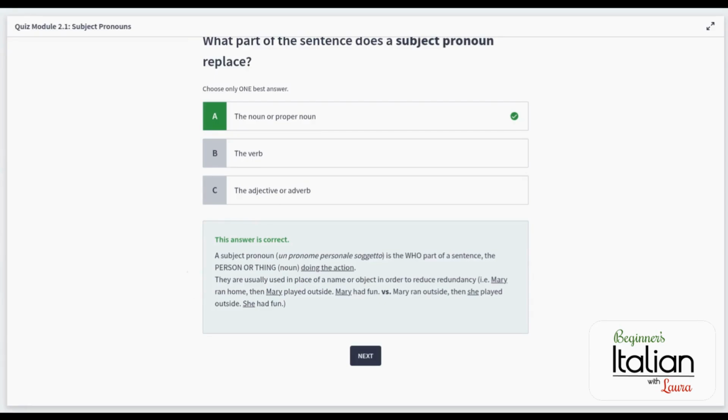For example, if you wanted to say, Mary ran home, then Mary played outside, Mary had fun, you could use a subject pronoun in place of Mary by saying, Mary ran outside, then she played outside, she had fun.